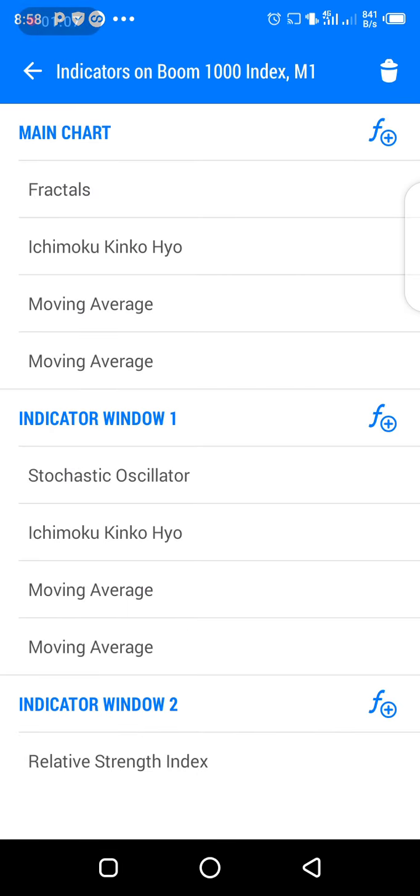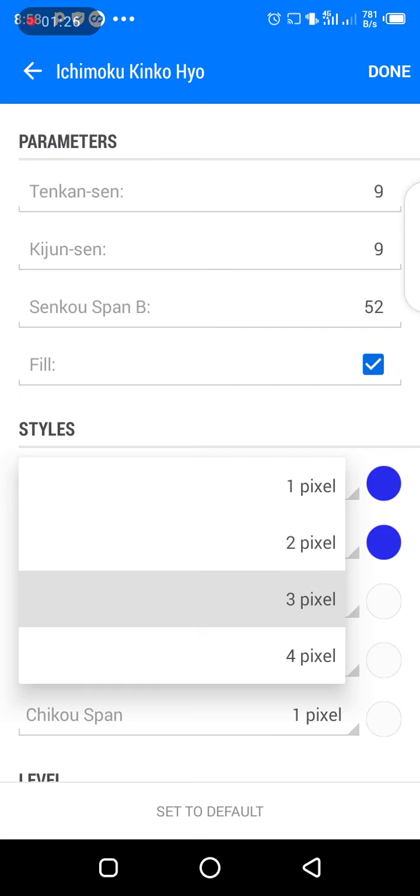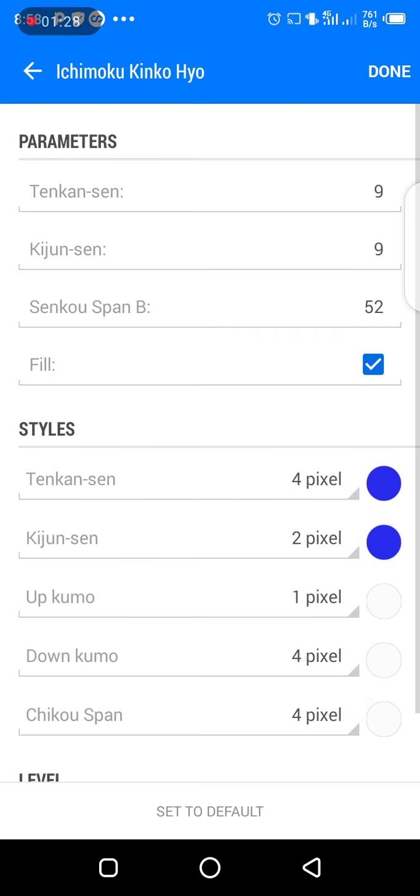And the next is Ichimoku. All right, these are the parameters. You have Tenkan-sen 9, Kijun-sen 9, Senkou Span B 52, and you mark the fill. Under the styles, you have Tenkan-sen 4 pixel, Kijun-sen 2 pixel, up Kumo 1 pixel, down Kumo 4 pixel, Chikou span 4 pixel.